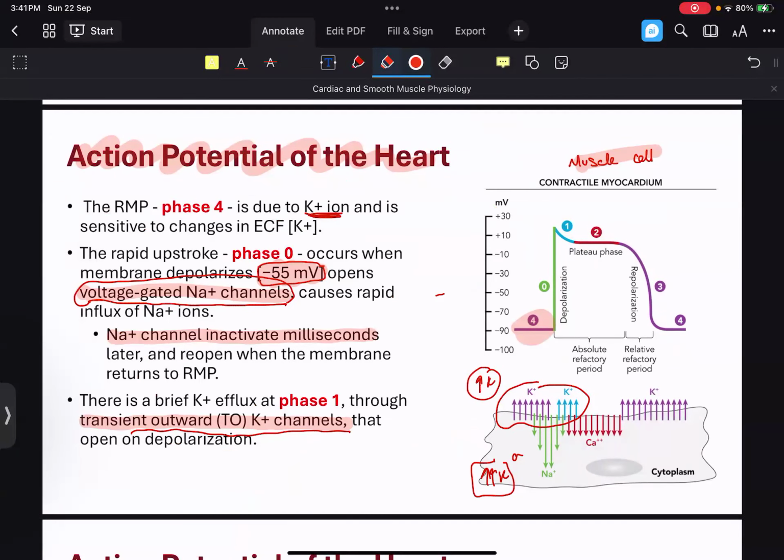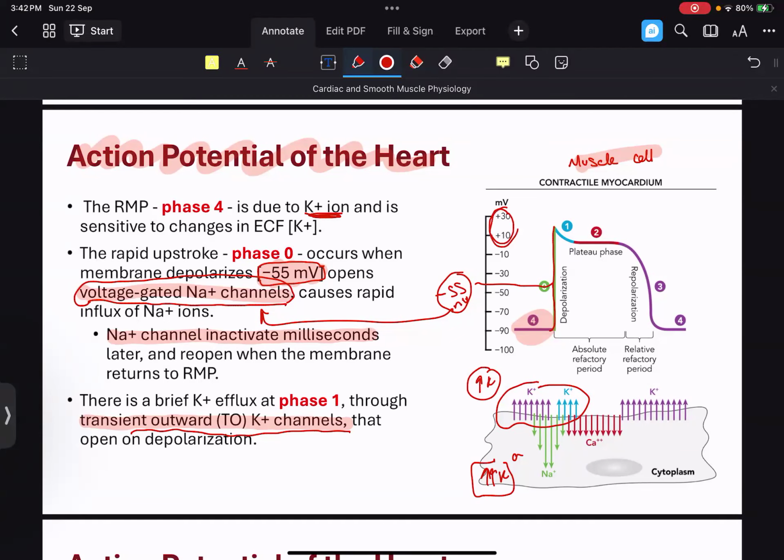But then once you get a signal from your SA node, you're going to get depolarization until -55. The negative 55 millivolts is a signal for your voltage-gated sodium channels to open. So once you reach this level of electrophysiology, you're going to get a signal to open the voltage-gated sodium channels, okay? And that's going to cause an upstroke all the way until you reach the 30 to 10 millivolt region.